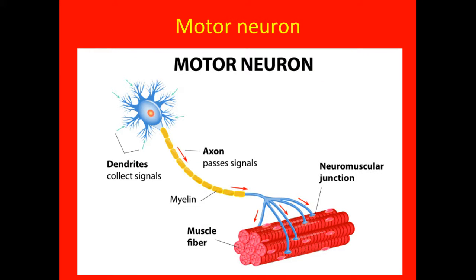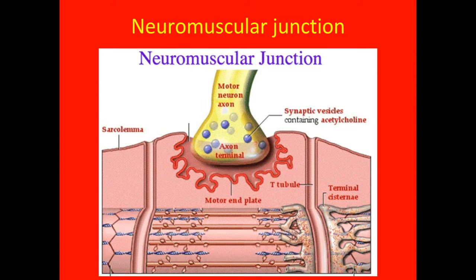This is what a motor neuron looks like. Dendrites on the nerve cell collect signals from the rest of the body. These impulses are passed to muscle fibers along an axon. A fatty myelin sheath speeds up this process, allowing the impulse to jump down the axon. When the impulse gets to the fiber, it must pass through a neuromuscular junction, shown on the diagram.